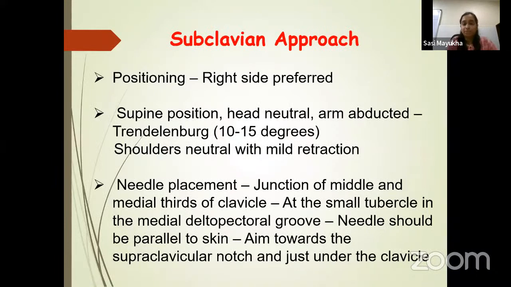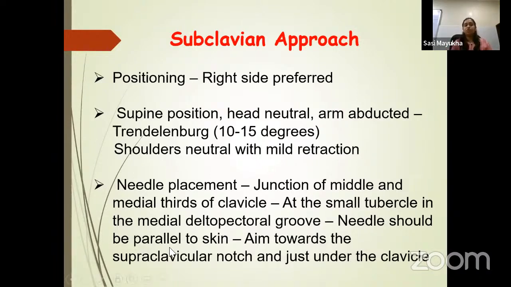Next, moving on to the subclavian approach. In the subclavian approach also, the right side is preferred. As for both the internal jugular and the subclavian, why did I say right sided is preferred? Because the most common thing is that on the left side, a longer catheter length is required, so the length of the catheter has to be chosen accordingly. The other thing is injury to the thoracic duct.